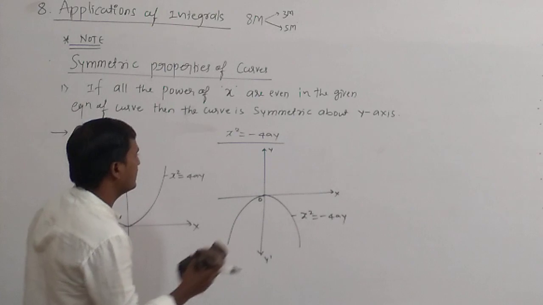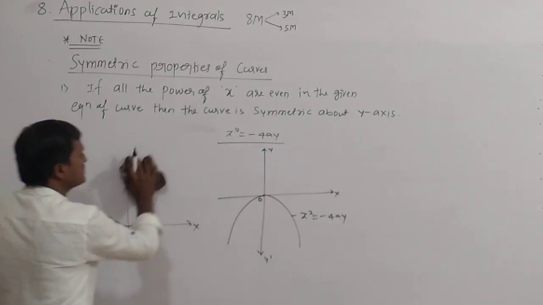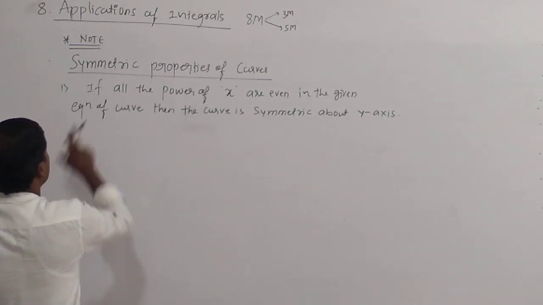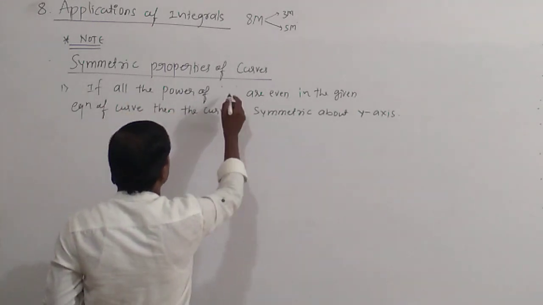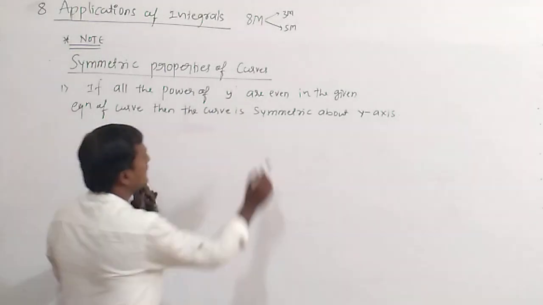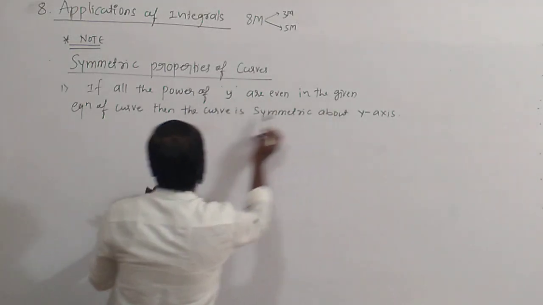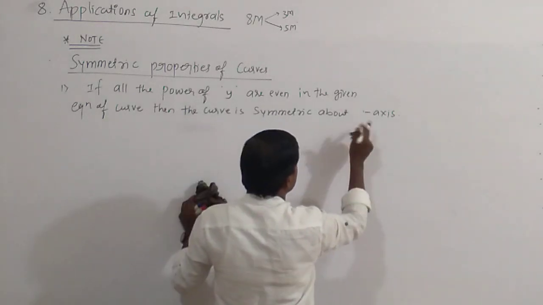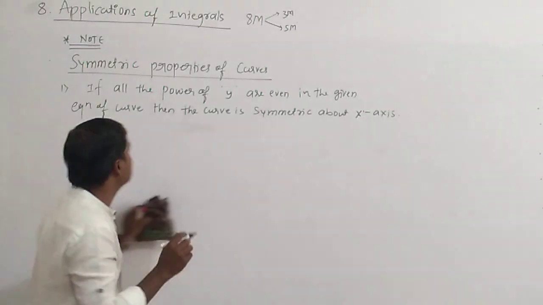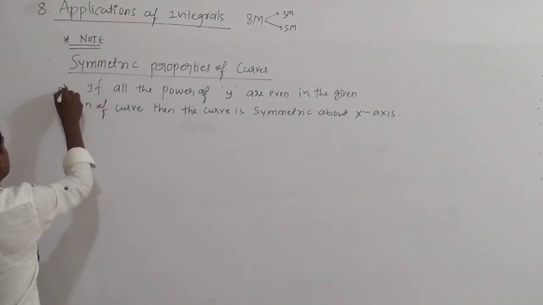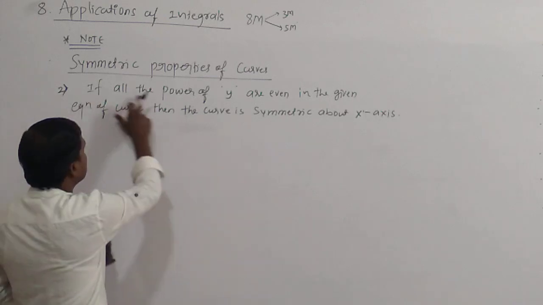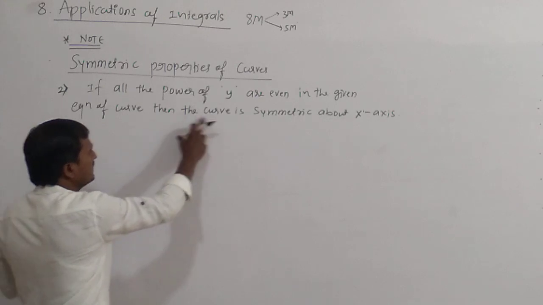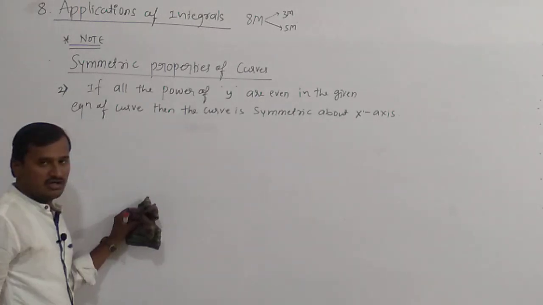Similarly, I will change this one. If all the powers of y are even in the given equation of a curve, then the curve is symmetric about the x-axis. So this is the second case. That is, if all the powers of y are even in the given equation of a curve, then the curve is symmetric about the x-axis.